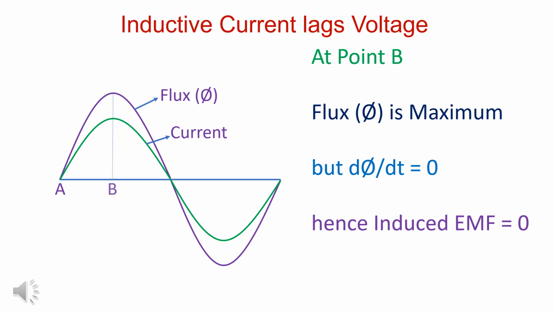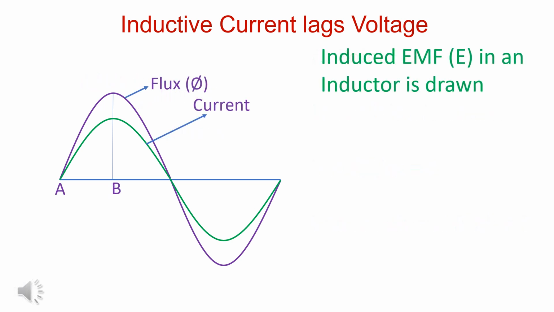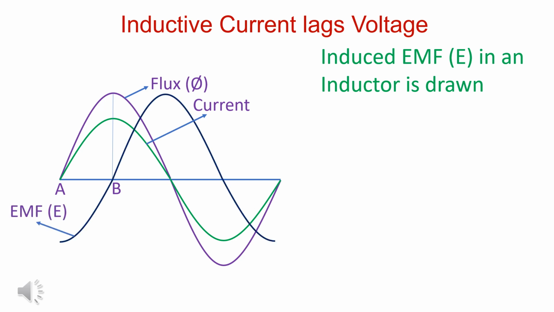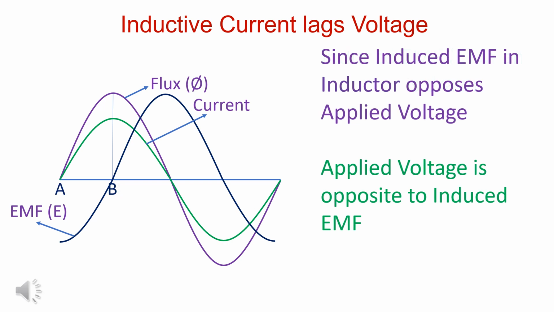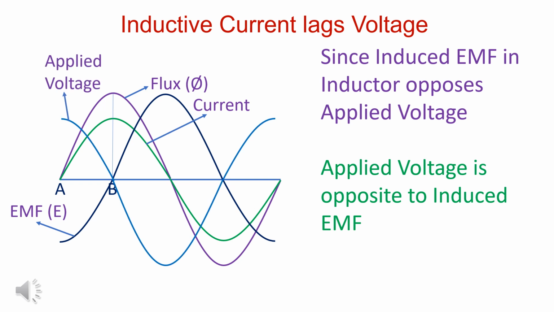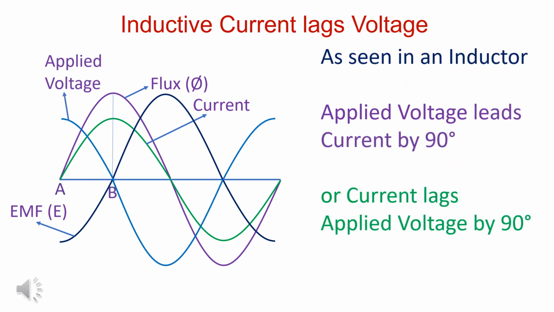At point B, flux phi is maximum, but d phi by dt is equal to 0. Hence, induced EMF is equal to 0. Based on the above, induced EMF E in an inductor is drawn. Since induced EMF opposes the applied voltage, the applied voltage is opposite to the induced EMF. Thus, applied voltage leads current by 90 degrees, or current lags applied voltage by 90 degrees.